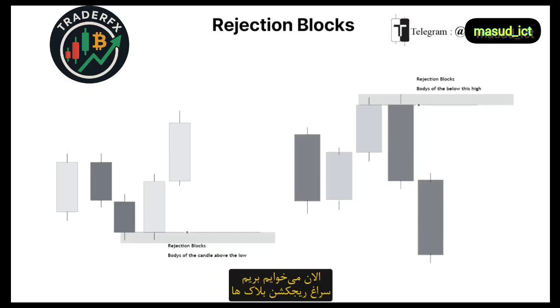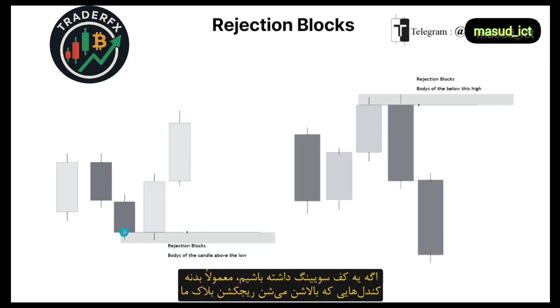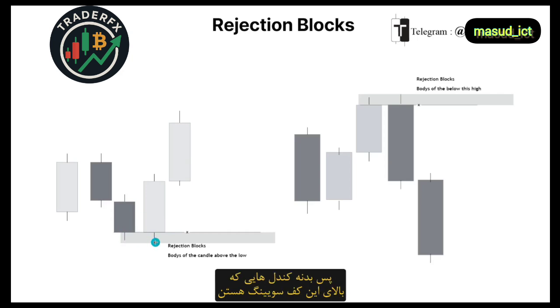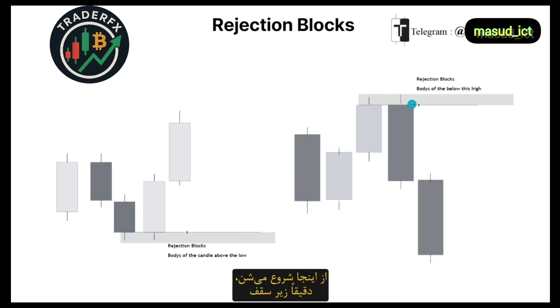Now, the next one we're going to talk about is rejection blocks. Pretty simple stuff. If we have a swing low, typically the bodies of the candles are going to be our rejection blocks. So the bodies of the candles above this swing low. Inversely, for the bear side, the rejection blocks are going to be the bodies of these candles right here, starting from here, below the high.